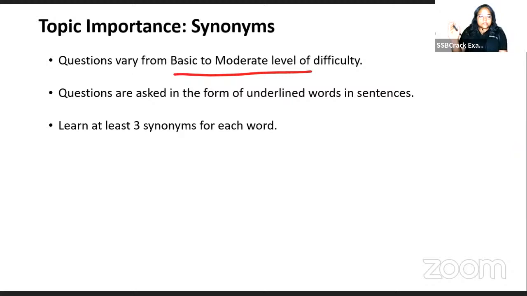Okay, it's not a myth that you cannot score full marks in synonyms, right? Now, मैं क्यों बोल रही हूँ कि बेसिक टू मॉडरेट लेवल क्वेश्चंस आते हैं, क्योंकि जो सिनोनिम पूछे जाते हैं वो अंडरलाइन वर्ड्स के थ्रू पूछे जाते हैं इन सेंटेंस.